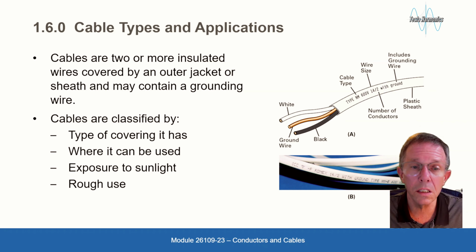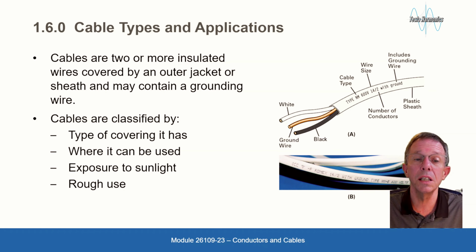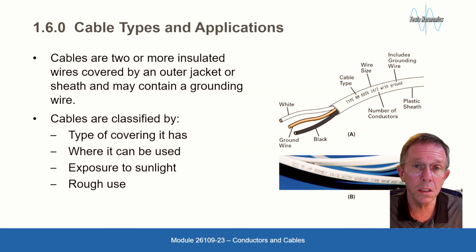Cables are two or more insulated wires covered by an outer jacket or sheath and may contain a grounding wire. Cables are classified by the type of covering it has, where it can be used, its exposure to sunlight, and rough use.